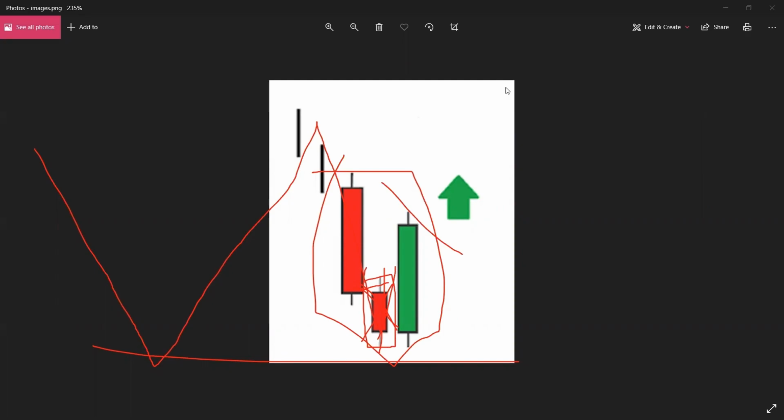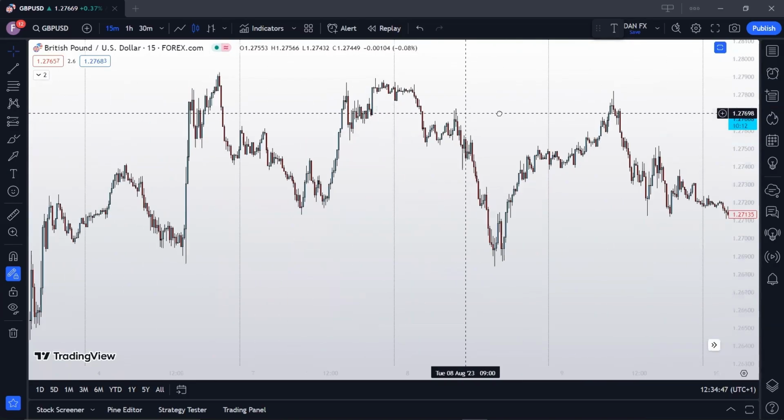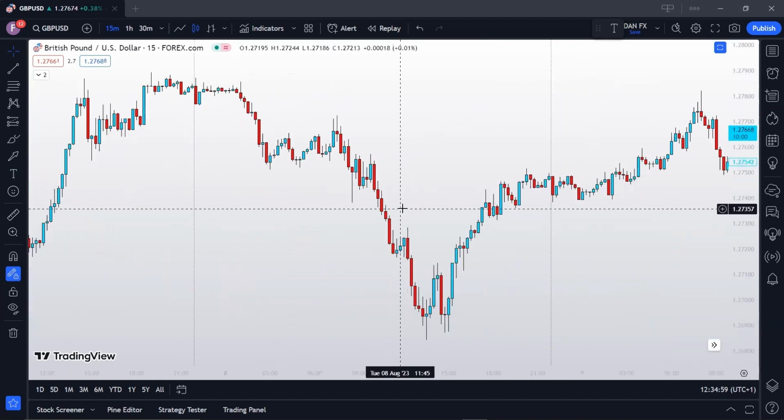Now let's get back on the charts. Since you've seen the candlesticks that you're going to be looking for, now we're going to be looking at the charts. We're going to be looking for these M and W formations to take. So here are a couple of examples of this M and W formation.